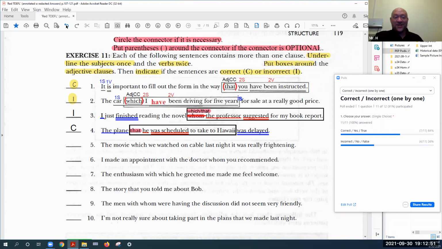Some of you lost marks on this one. Yes, Osama. I think we should put the plane that he is scheduled, not was scheduled.